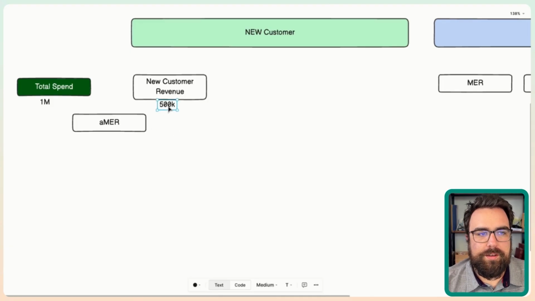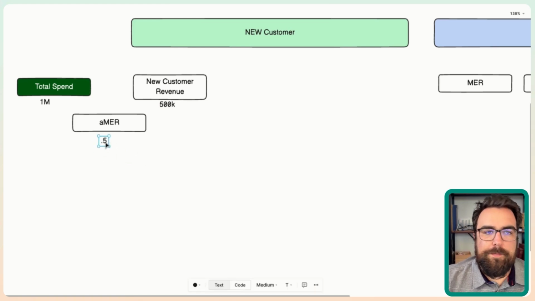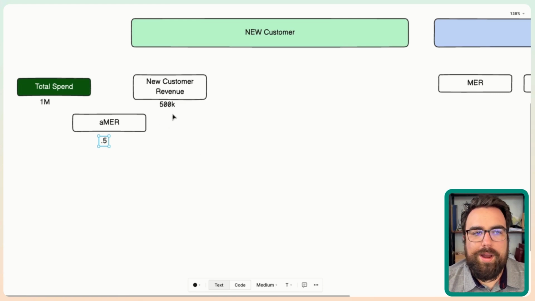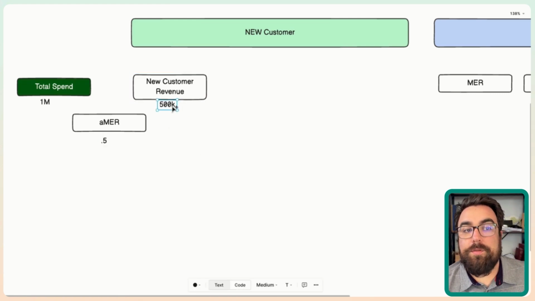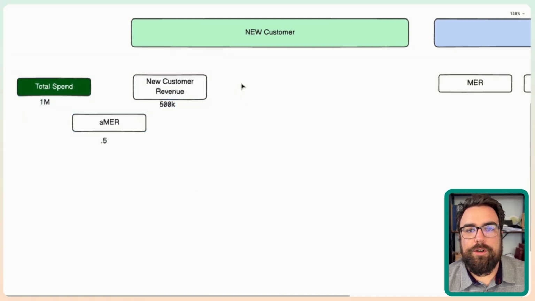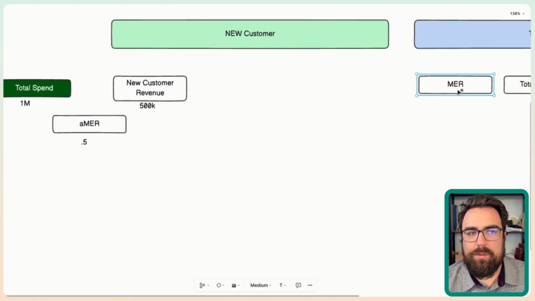What we're going to do here is then say, hey, our aMER, our acquisition marketing efficiency ratio is 0.5, meaning we spent $1 million and we acquired $500,000 of new customer revenue. That's the A, right? So for new. We then have this MER right here.